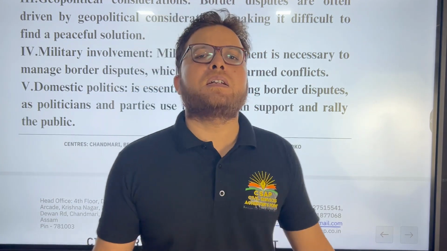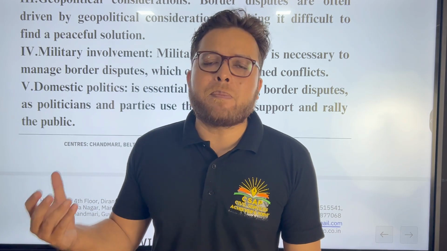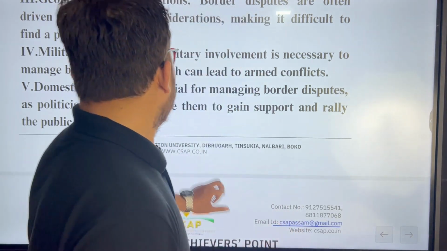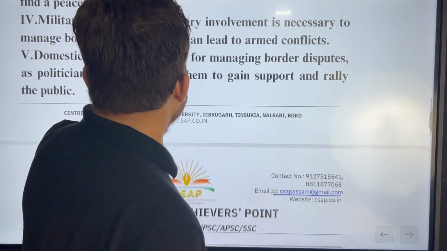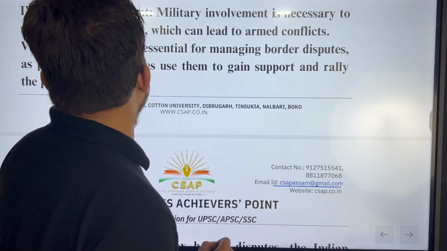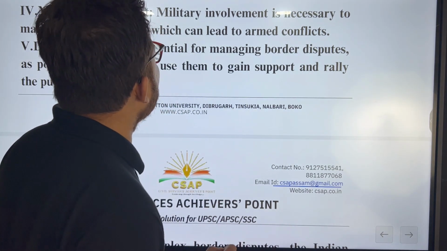And senior level talks are also happening. Ever since that particular crisis, India has been able to enter into an understanding with China, as per which certain senior most leaders have been made responsible to de-escalate matters. Then, domestic politics is also essential for managing border disputes, as politicians and parties use them to gain support and rally the public. It is very, very important.